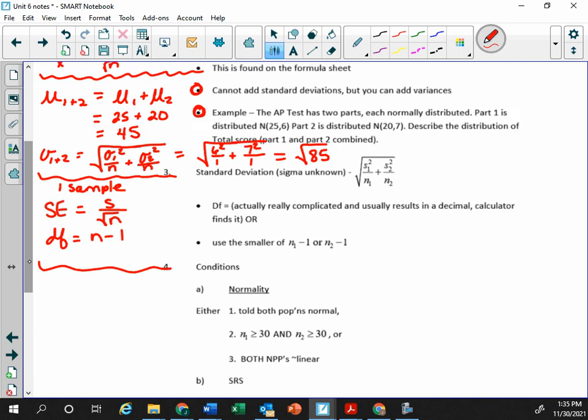And then the degrees of freedom part, this is a little different. It's a very complicated formula, so either your calculator's going to tell you what your degrees of freedom were, or if you have to state it somewhere in the problem, you pick the smaller of the two.